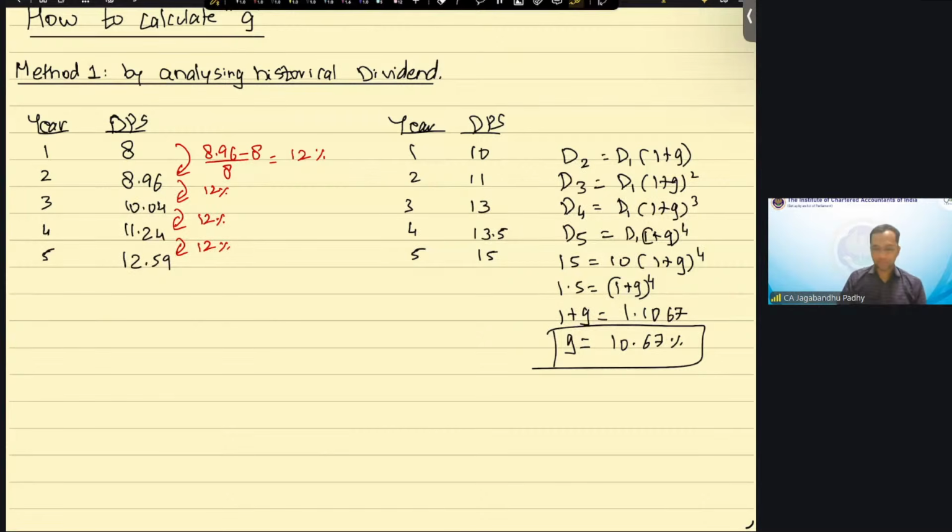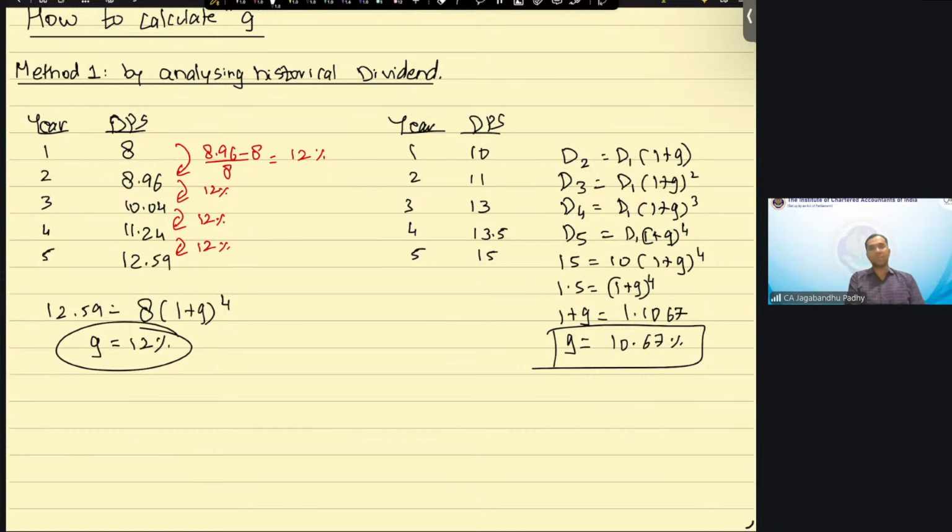In fact, you can use this method even for this formula. Just try it out. 12.59 should be 8 into 1 plus growth rate raised to 4. Here, if you solve it, you're definitely going to get the growth rate as 12%. You can just give it a try. I'm giving you a minute's time. Just try to solve this. You should be getting a growth of 12%. Just verify it, guys.